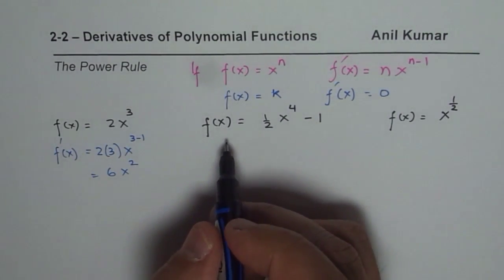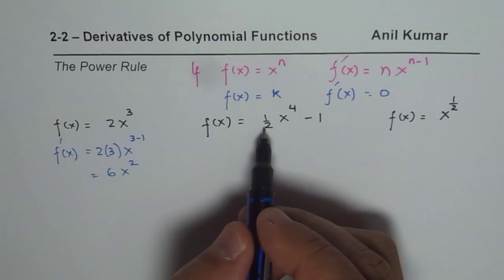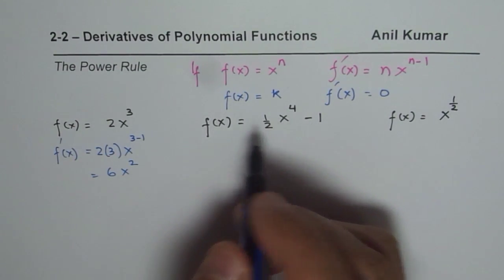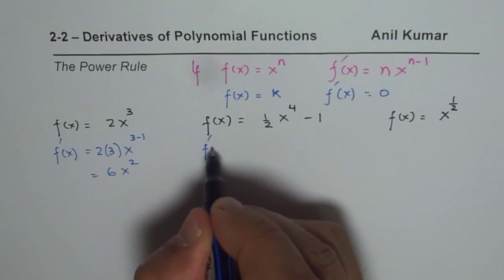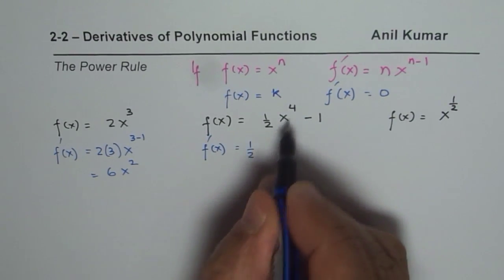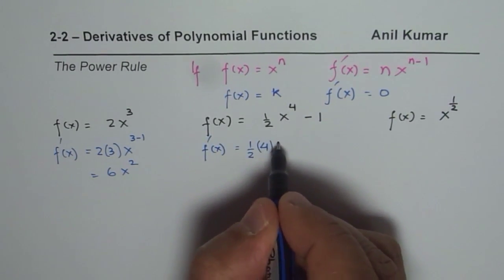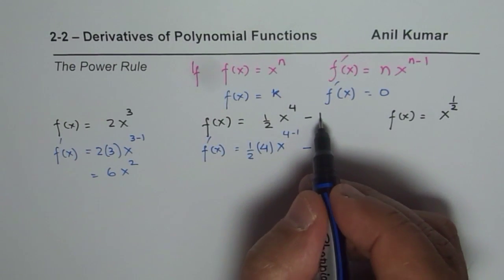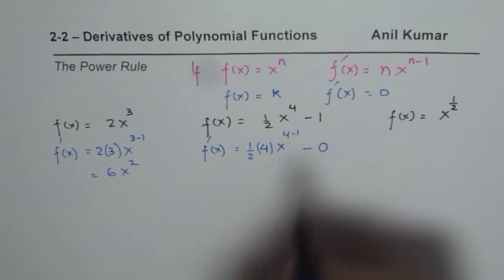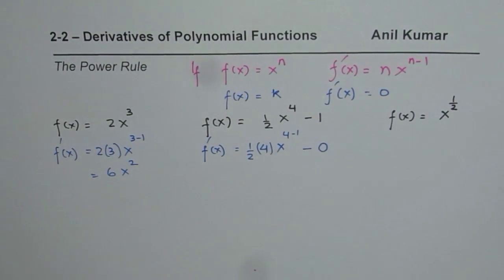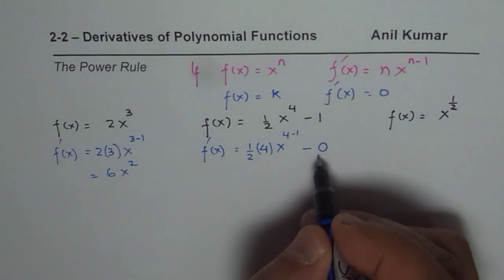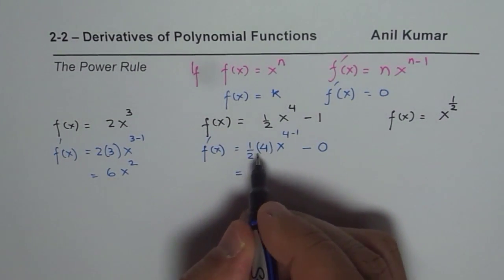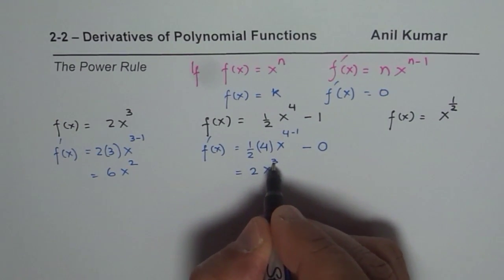Here we are combining the power rule with constant multiplication and subtraction. In this particular case the derivative will be half times 4 x to the power of 4 minus 1, minus the derivative of 1, which is 0. You could treat this as x to the power of 1, so 1 minus 1 is 0. So what you get is 0 always, that is the constant. Now you could simplify this a bit, which says 2x cubed is your answer.